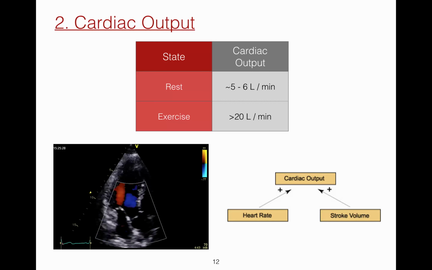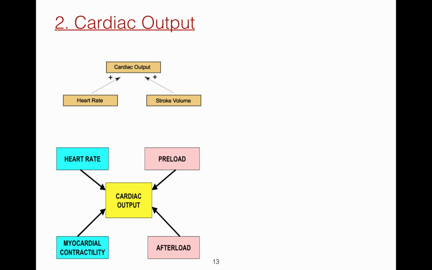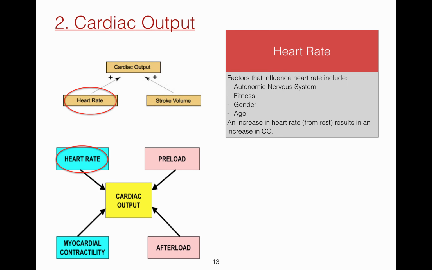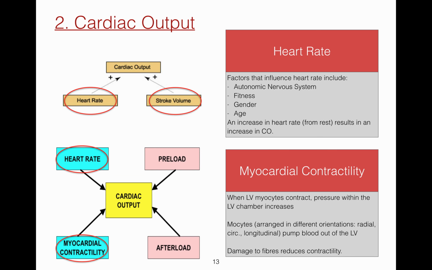As mentioned, an increase or a reduction in cardiac output is a product of the heart rate and stroke volume. Factors that influence heart rate include the autonomic nervous system, fitness, gender, and age. Normally, an increase in heart rate from rest results in an increase in cardiac output. But cardiac output is also dependent on stroke volume, and stroke volume is determined by several factors.